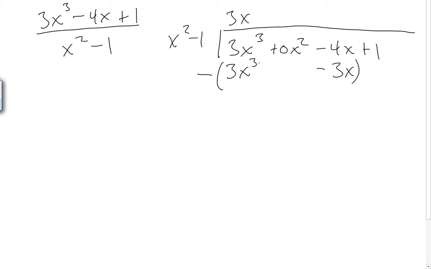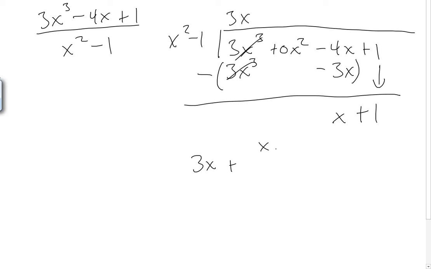So the 3x cubed and the 3x cubed, they cancel out, but the -4x minus -3x, that just gives me positive x. The only thing left to bring down is the positive 1. There's no need to bring the placeholder down because I didn't need it. So I just put it away. Then I ask myself what times x squared gives me an x. Well, I can't go down in degrees, so I'm done. I get 3x plus the x plus 1 over x squared minus 1.